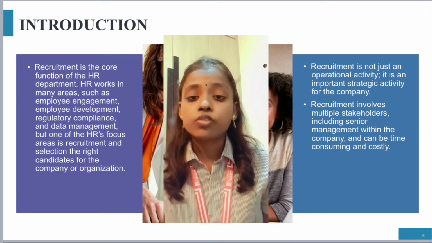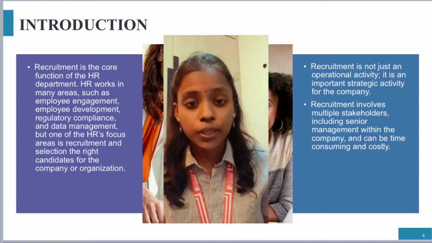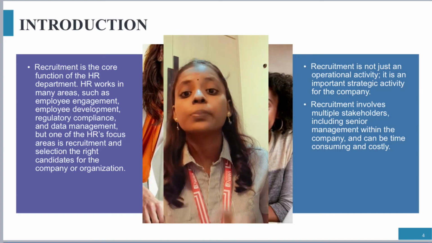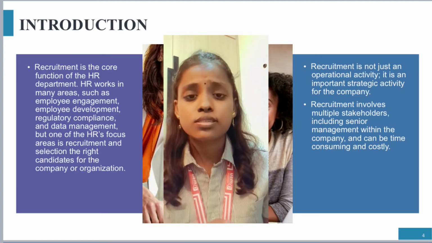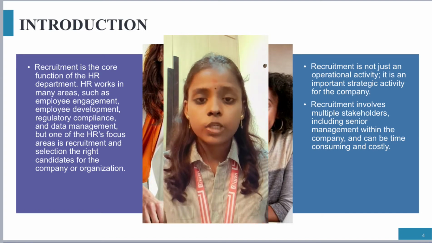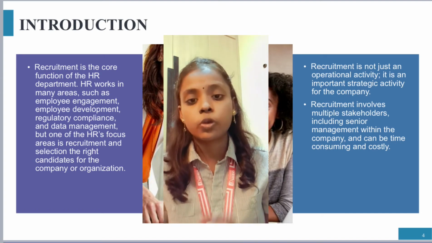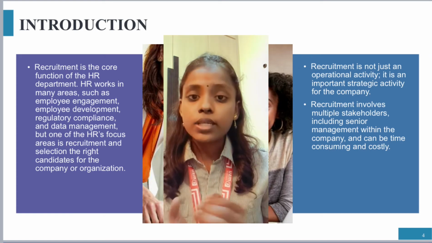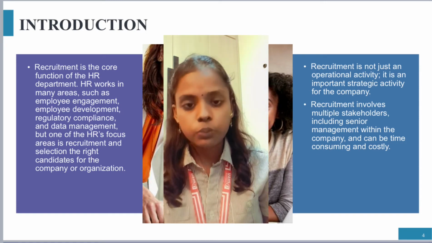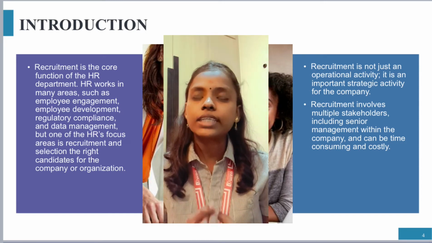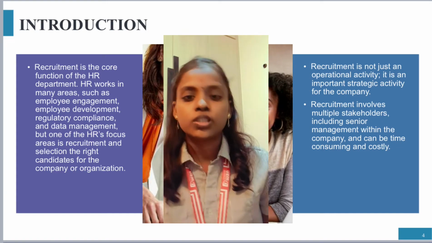The contribution of the employee plays a major role for the company, sustaining our business and our company name. Recruitment is not just an opportunistic activity, it's an important strategic activity for the company, necessary to develop a rapid recruitment and selection process. Recruitment involves multiple stakeholders, including senior management within the company, and can be time consuming. That's all about the introduction.